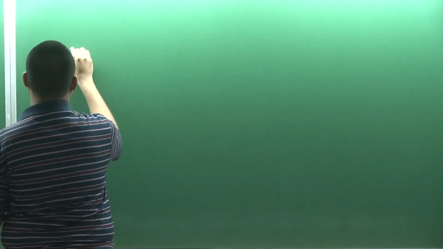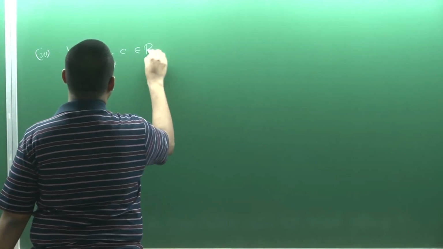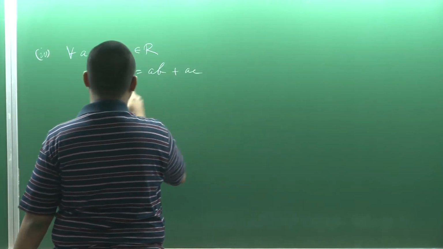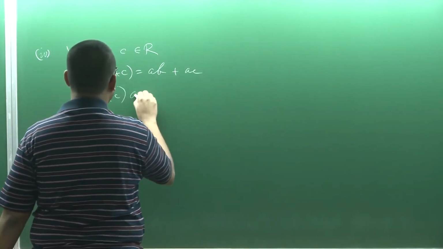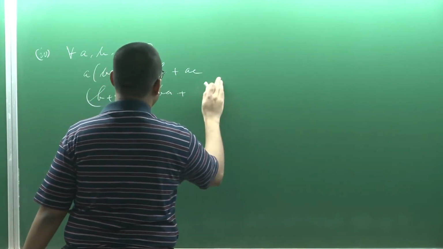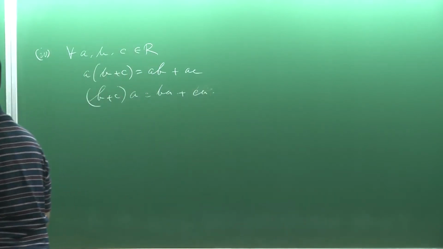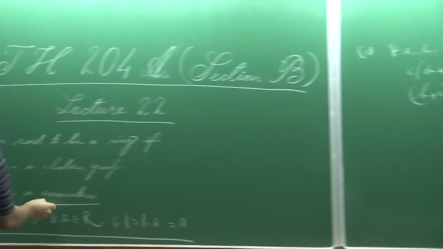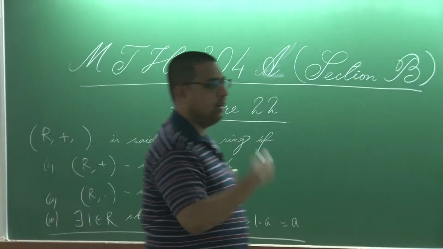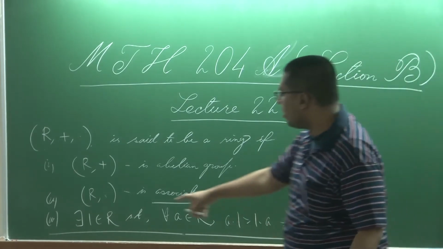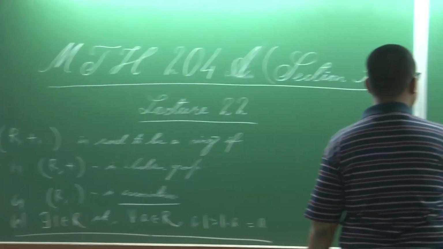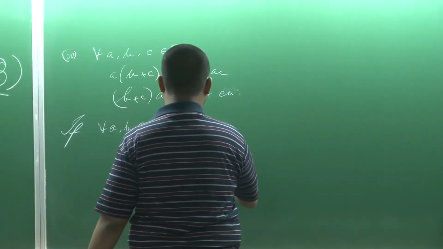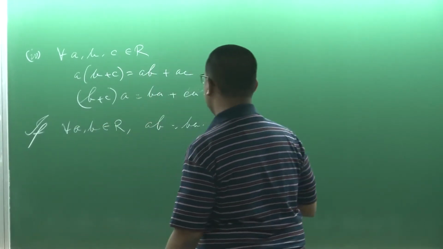And then we have distributivity: for a, b, c in R, a times (b plus c) is ab plus ac. Similarly on the other side, (b plus c) times a is ba plus ca. So these are the two distributivity laws. With respect to dot we just have associativity and the existence of a multiplicative identity. So this operation need not be commutative. If this is commutative, then we say R is a commutative ring.